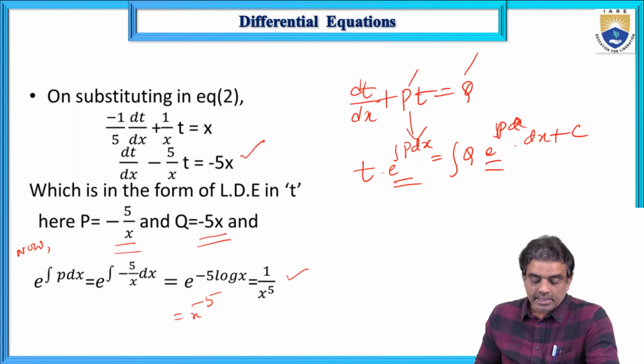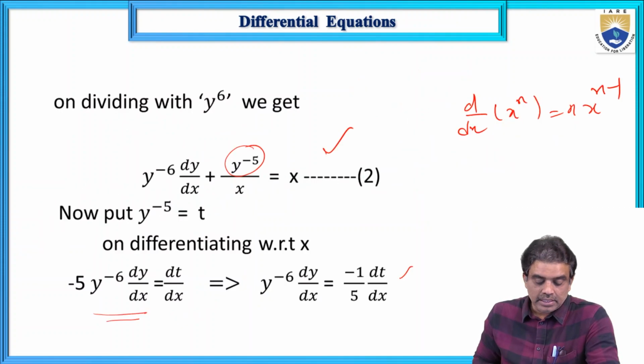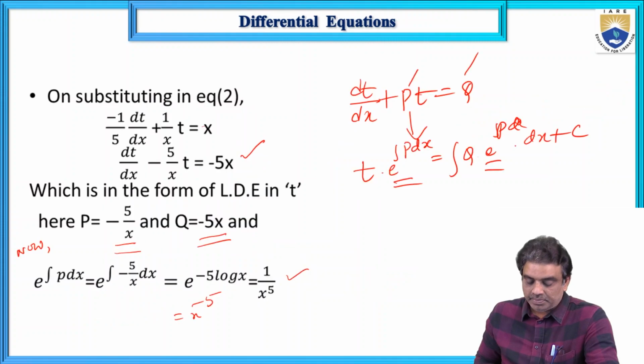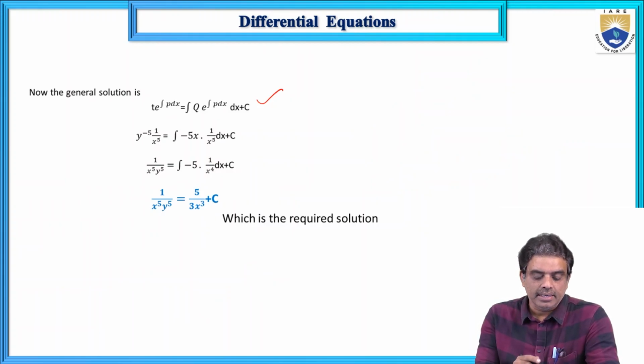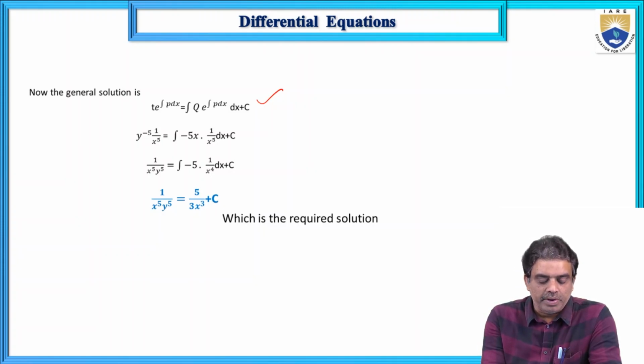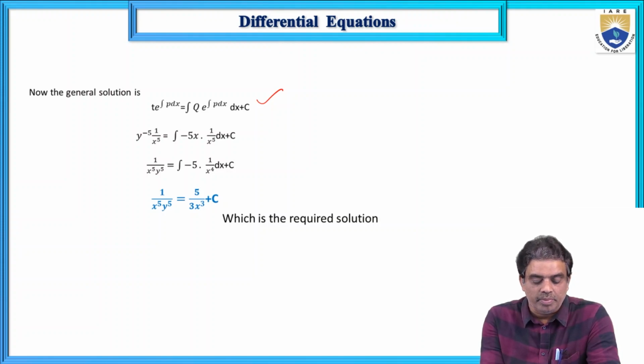Now on substituting e power integral p dx as 1 by x power 5, we will get t into 1 by x power 5 is equal to integral q into e power integral p dx plus c. What is our assumption? t is y power minus 5. So on replacing t by y power minus 5, we get y power minus 5 into 1 by x power 5 is equal to the integral of the q value, minus 5x, into 1 by x power 5 dx plus c, or 1 by x power 5 y power 5.